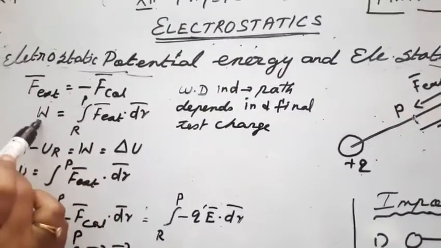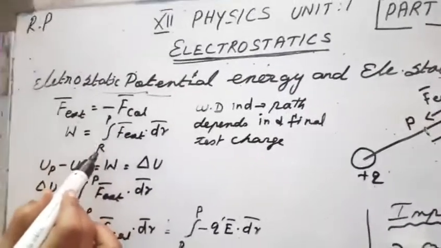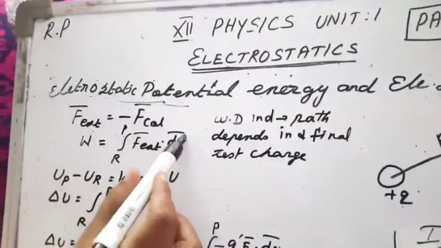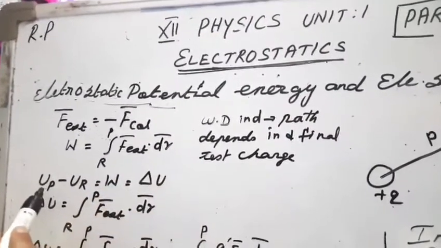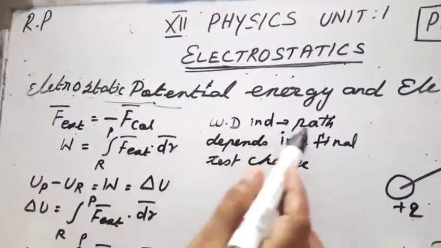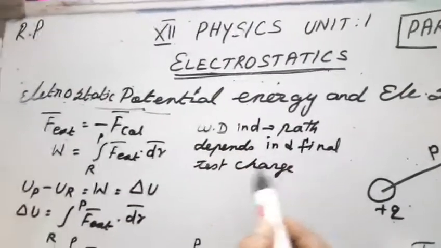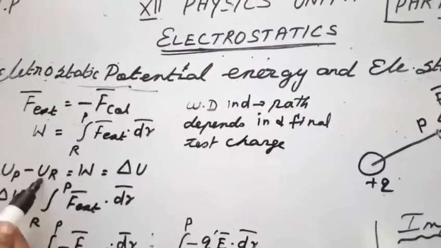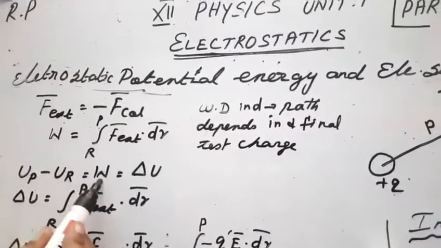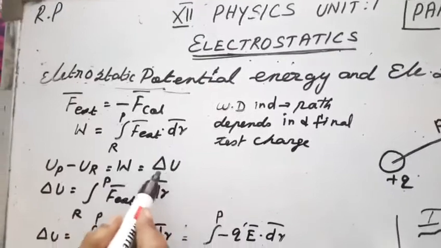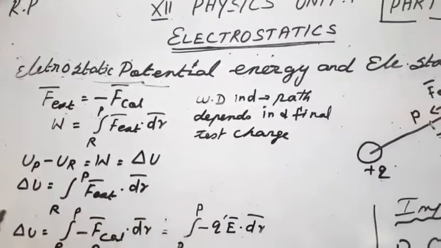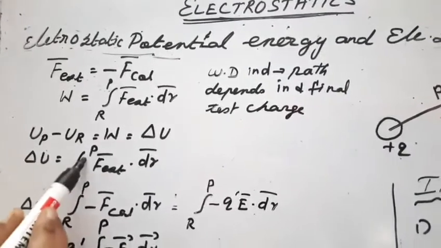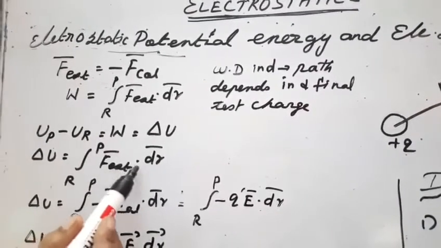Therefore, work done equals the integral from r to p of F external dot dr, that is displacement. This work done is independent of the path and depends only on the initial and final positions of the test charge. Therefore, Up minus Ur equals W, and this is known as the change in potential energy, that is del U. Therefore, del U equals the integral from r to p of F external dot dr.